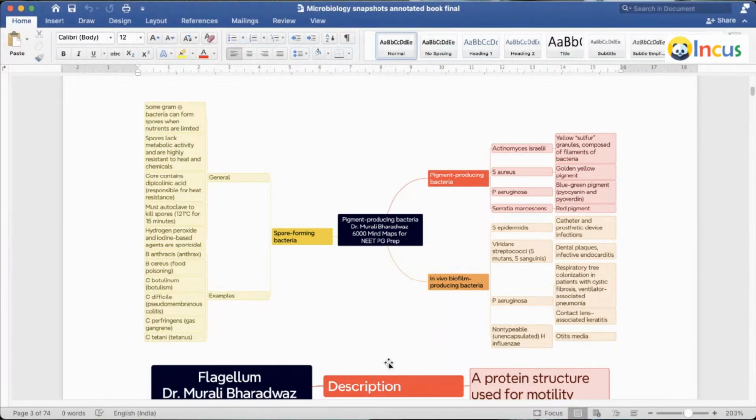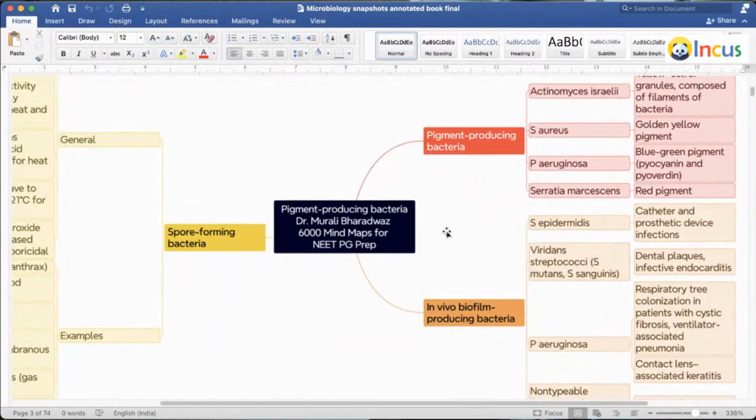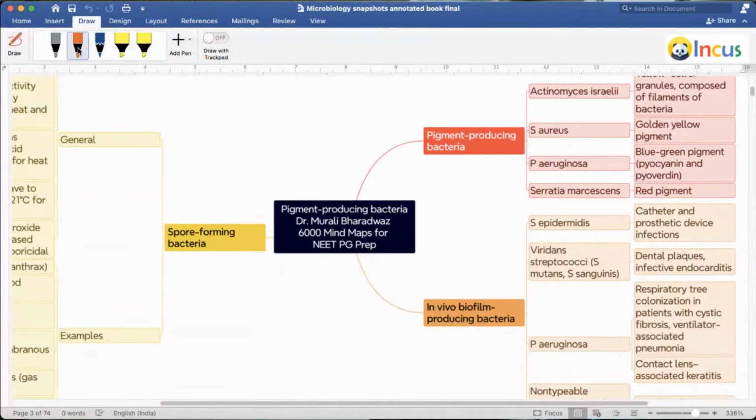So, pigment producing bacteria. This is the favorite topic of the examiner. And also the spore forming bacteria. This mind map fully focuses and gives you a quick review.